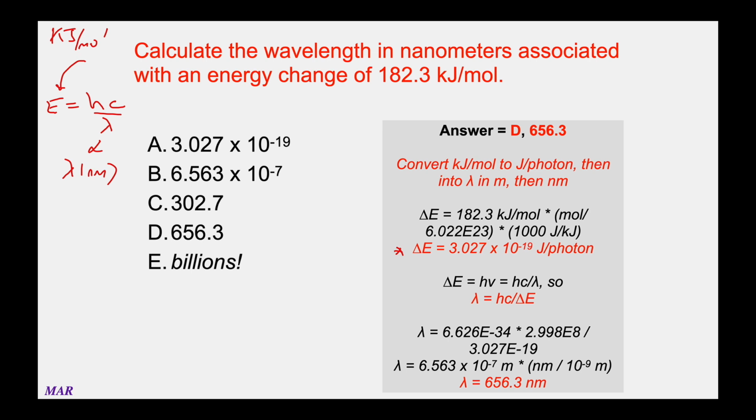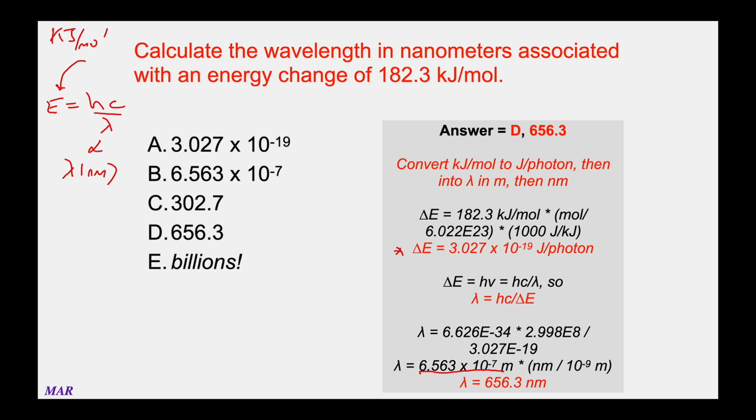That is the joules per photon, the energy of the transition. But we're not done yet. We have to still convert that over into wavelength. So wavelength equals hc over the energy. And the number that comes out is this 10 to the minus 7th, answer B. And that's the wavelength in meters.